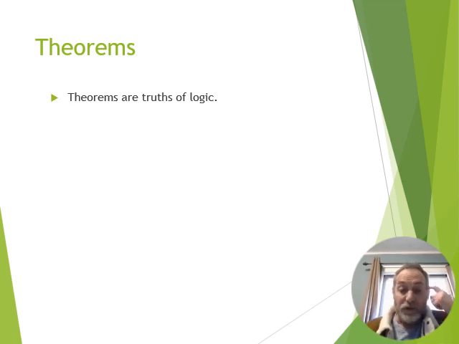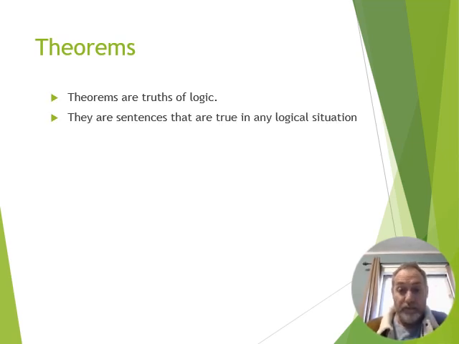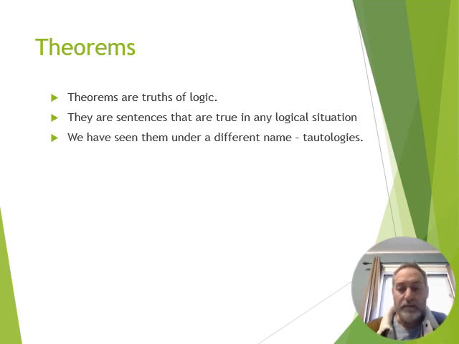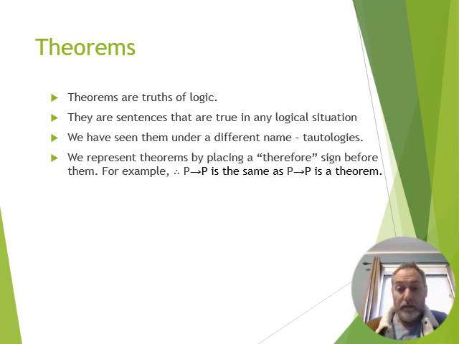So a theorem is a logical truth. It's a sentence that is always true no matter what the atomic statements mean. We've seen these types of statements under a different name, tautologies. When we are trying to prove a theorem, or when we're trying to state that something is a theorem, what you do is you put the therefore sign for it without any premises.